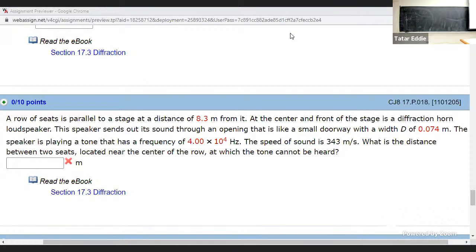A similar phenomenon is observed if instead of a rectangular shape of the opening, you have a circular shape with a diameter d. In that case, the formula has to be slightly modified. So the formula looks like this for a circular opening: sine of the angle theta is equal to 1.22 times lambda divided by d.